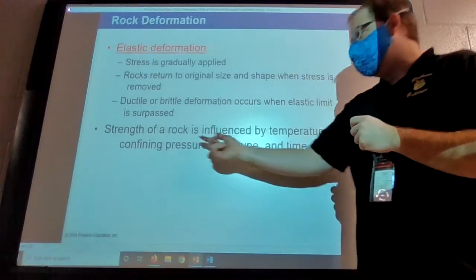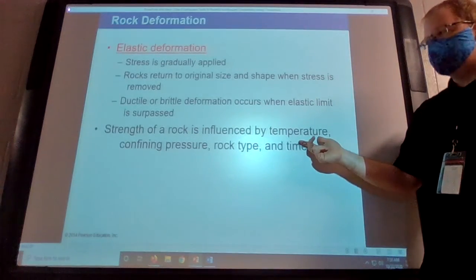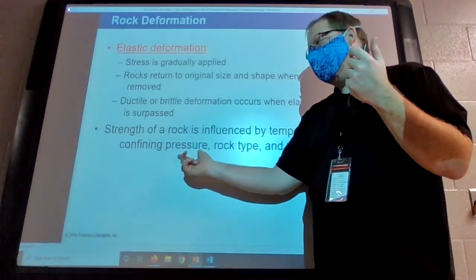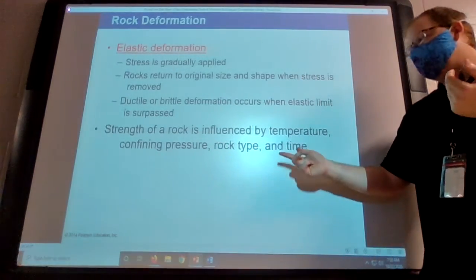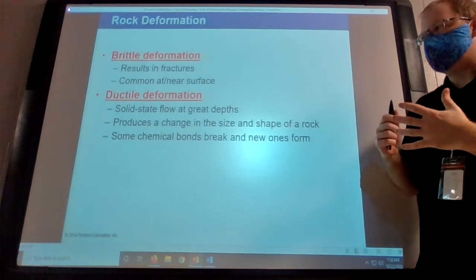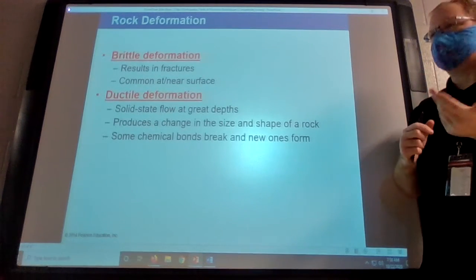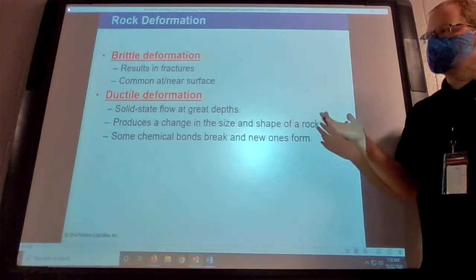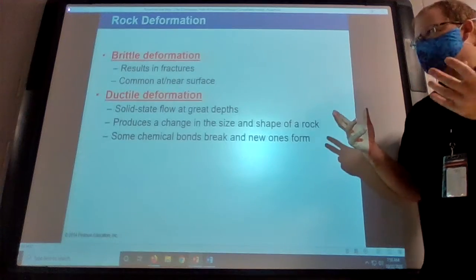And the strength of a rock internally is influenced by its temperature. If it's hotter, it's going to be less strong. By its confining pressure, the rock type, and the time frame that the stress is applied over. If it's a short time frame and it's high stress, it's probably going to break. If it's kind of a gradual stress over a long time, it's more likely to bend instead of break.